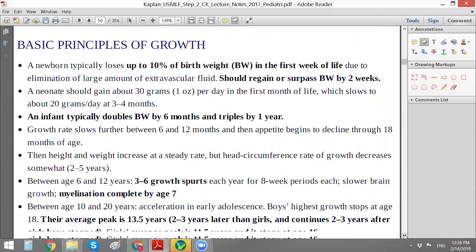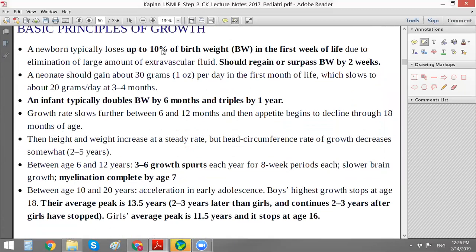Childhood growth. A newborn typically loses up to 10% in the first week of life. We know this should regain or surpass the birth weight by 2 weeks. Weight gain is 30 grams per day in the first month of life. It slows to about 20 at 3 to 4 months. Typically doubles birth weight by 6 months, triples by 1 year. It slows further between 6 and 12 months, when appetite begins to decline through 18 months of age.